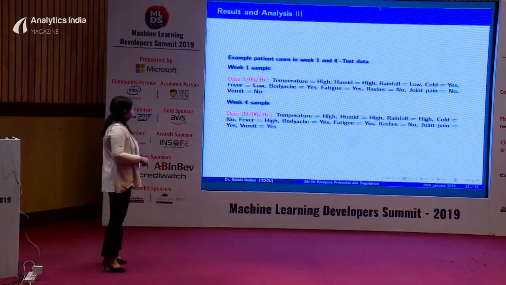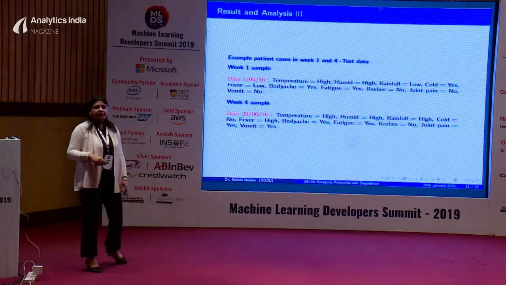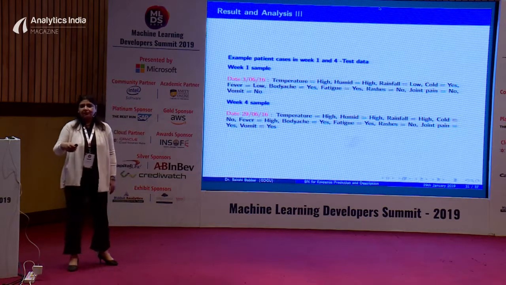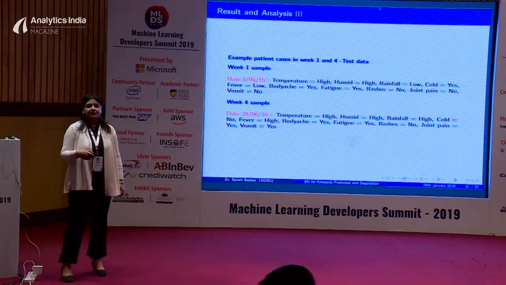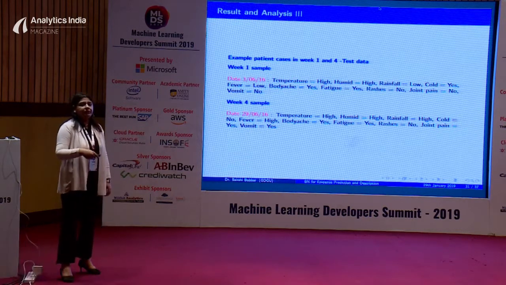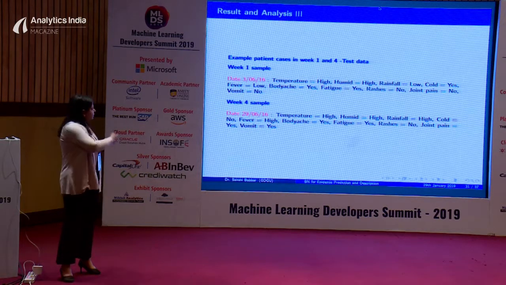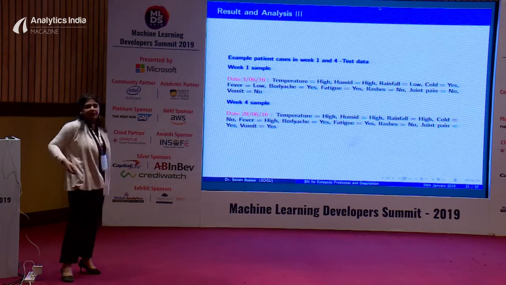Okay. So this is a simple example of how the patterns look like, the patient's pattern looks like when we talk about the data which can be collected on the weeks. So these are the different values that those particular variables can take in.